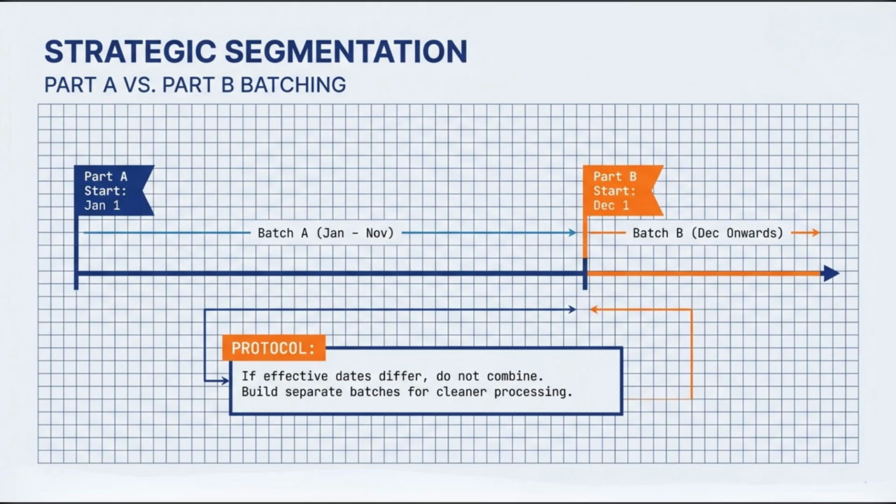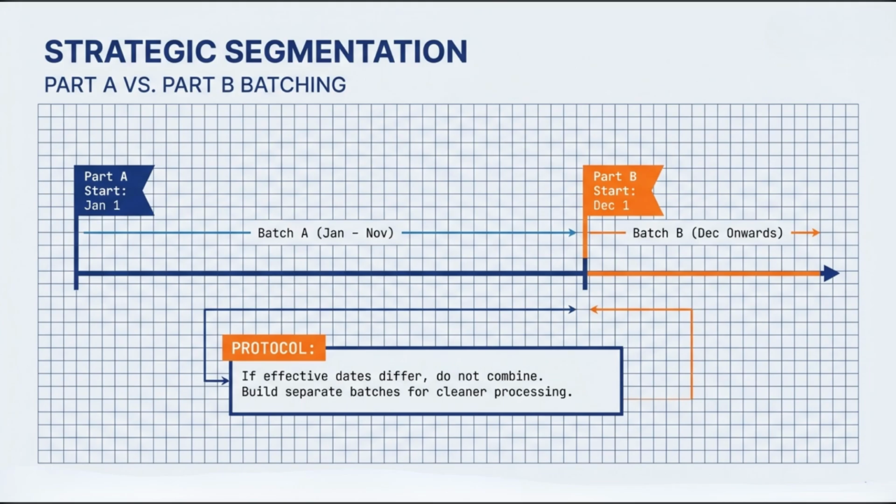All right, look at this. We're diving deep into strategic segmentation here. We've got Part A and Part B, and they're not always playing nice together on the same timeline. See Part A? It kicks off January 1st, running through November. That's our Batch A. Solid, right? But then, bam, Part B rolls in. Its start date is December 1st, and that's our Batch B, going onwards.